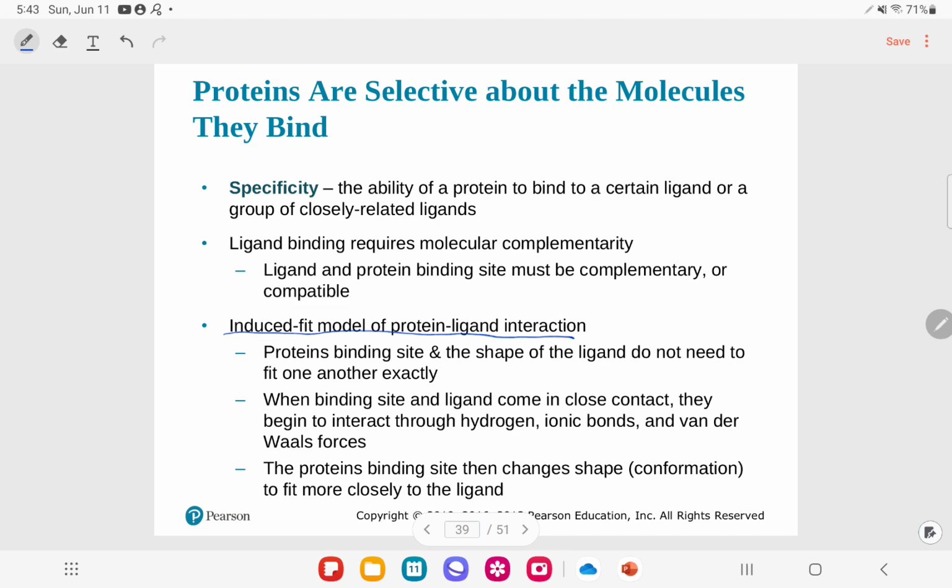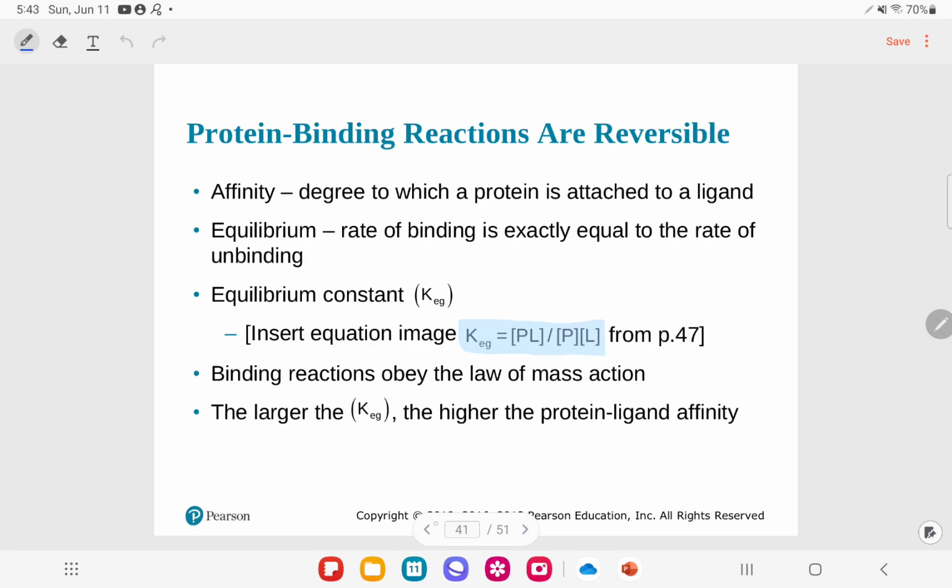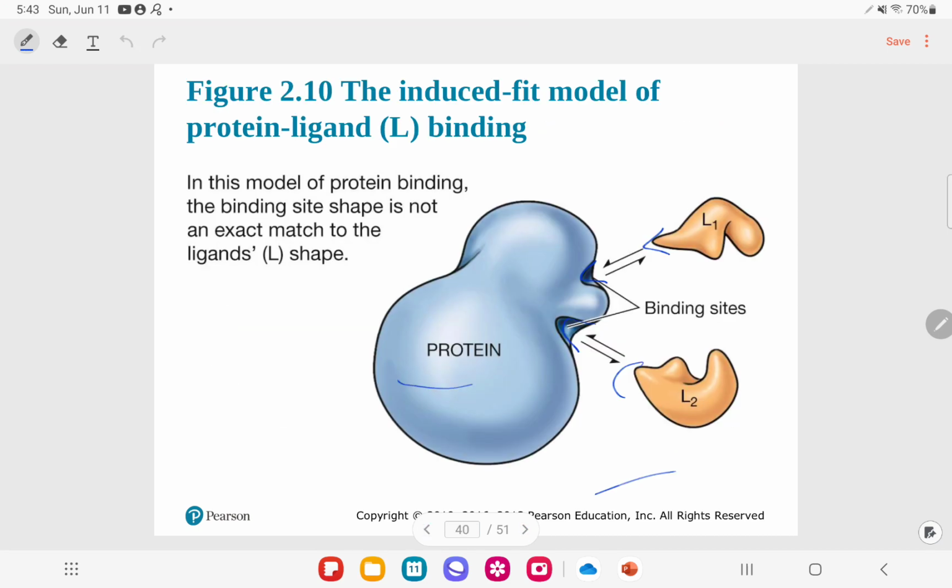Kind of in a sense when you put your hand in a glove, and then that last little tug, you have to pull that glove down a little bit more. That's basically that induced fit. And so when we're looking at this induced fit model of protein-ligand binding, we can see that the shape of the binding site is not an exact match to the L-shaped ligand, but once they come into close contact, this protein will undergo a conformational change, and then they'll bind. That binding will be ever so much better.